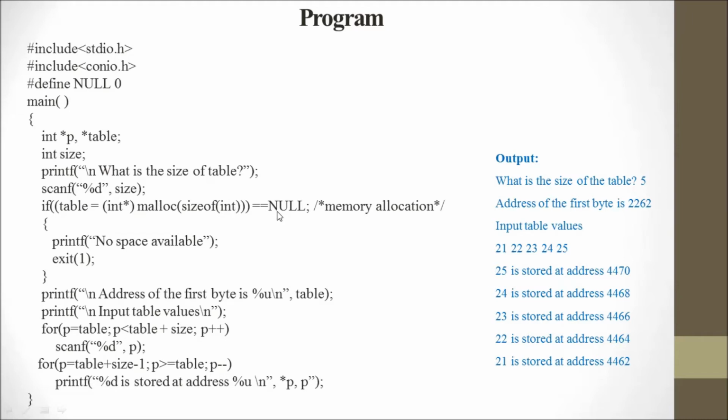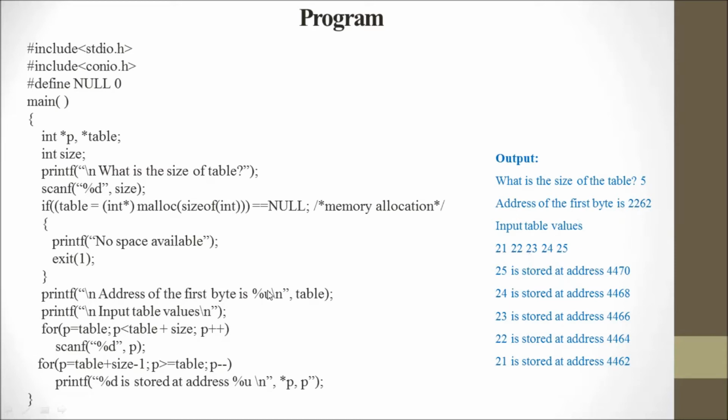Suppose this condition is equal to NULL; then it will print 'no space available' and exit. And if the condition is not NULL, the space will be allocated, and the printf function prints the address of the first byte. Suppose we entered 5; the address will be printed here as the address of the first byte. The next statement asks to input table values, so we input 5 values because we gave 5.